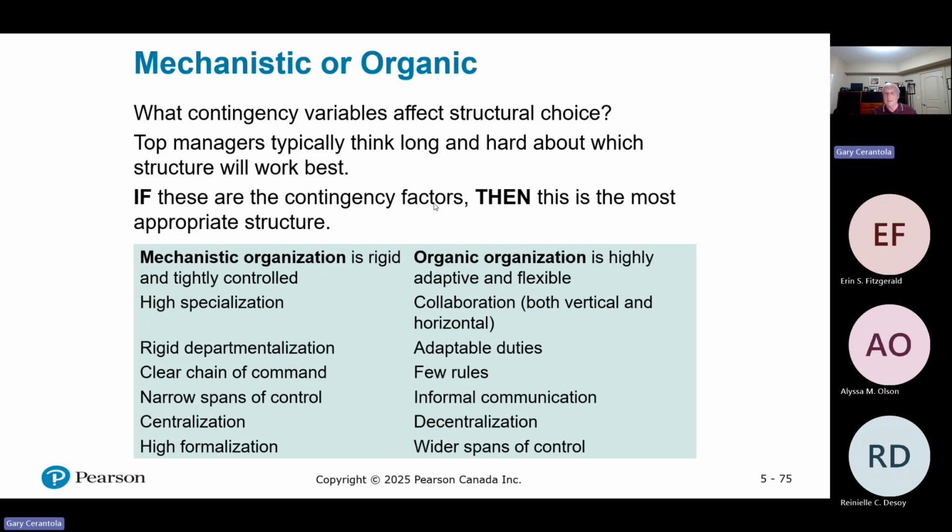So, have a look at what's going on in a mechanistic organization. High specialization, rigid departmentalization, clear chain of command, narrow spans of control, centralization, high formalization. So we've really covered all these pieces. But in an organic organization or adhocracy, it depends on collaboration. There needs to be adaptable duties. Everybody's covering for each other. There's few rules so that they can solve problems a lot quicker. There's informal communication, a lot of decentralization going on, and a lot of wider span of control. So that's how all this information comes to a point where you can understand why these different elements have to change for a particular structure.